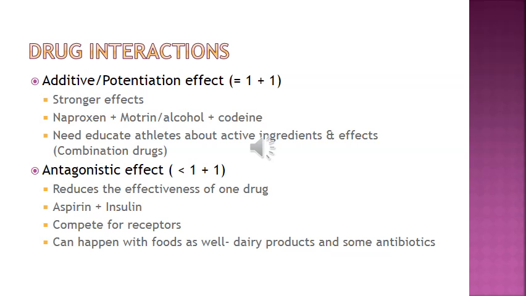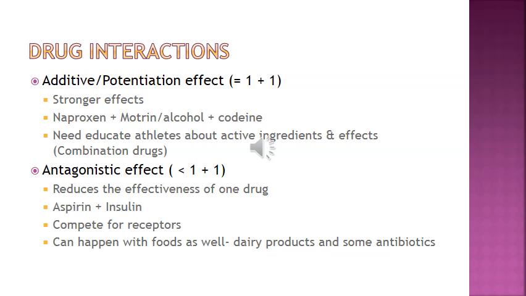So when we look at drug interactions, there are some specific types that we have to look at. The additive, or what I believe your textbook refers to as a potentiation effect, is basically taking the two effects of the drugs and the combined effect being equal to both of the drugs added together. Another way of looking at this is 1 + 1 = 2. So basically you're getting stronger effects from the drug.